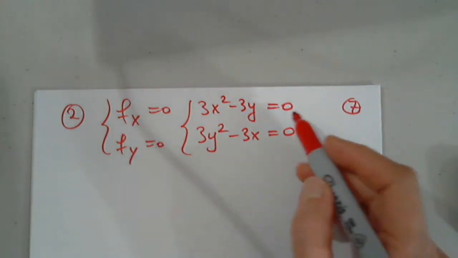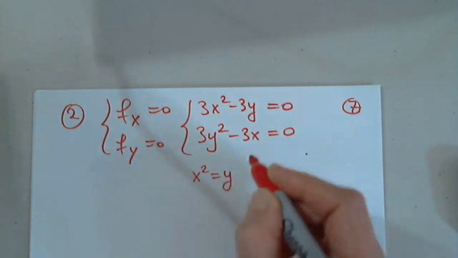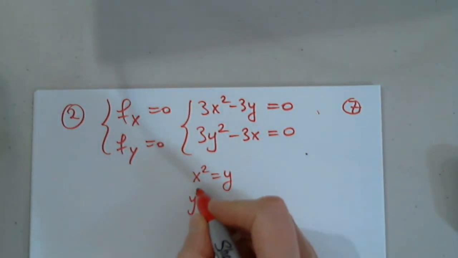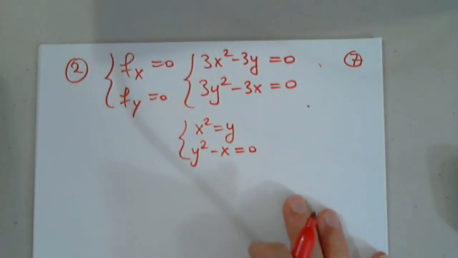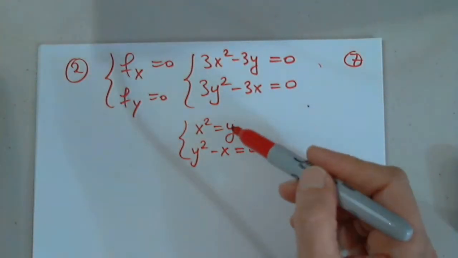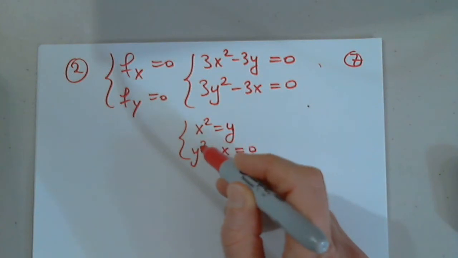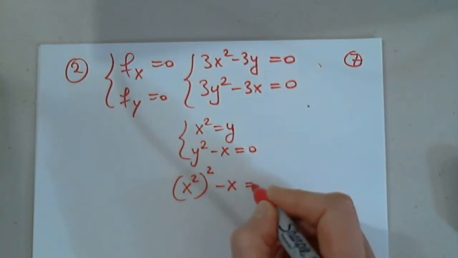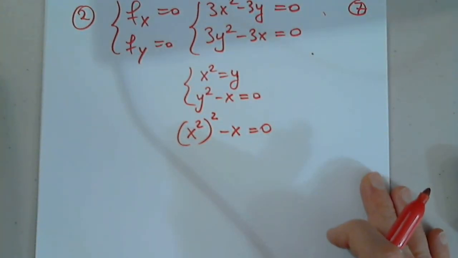Good. Of course, I'll divide both sides by 3. And I get x squared equals y, and I also move y to the other side. And here I have that y squared minus x equals 0. So I have to use substitution, and I will replace y in here by x squared, but I have to square. So I have x squared squared minus x equals 0. Any questions so far?